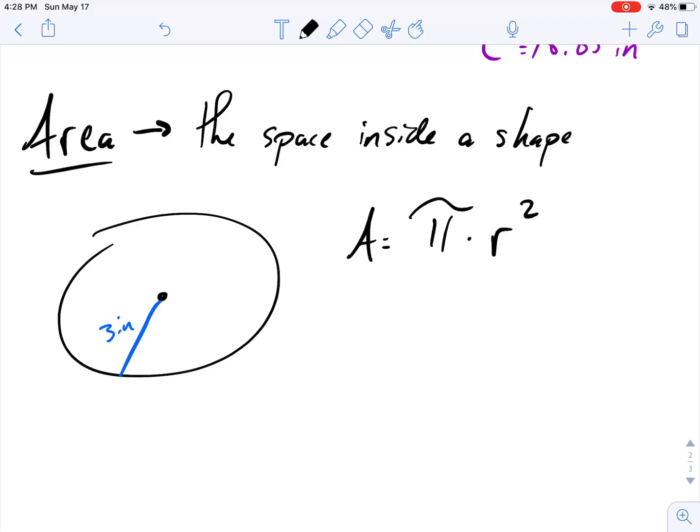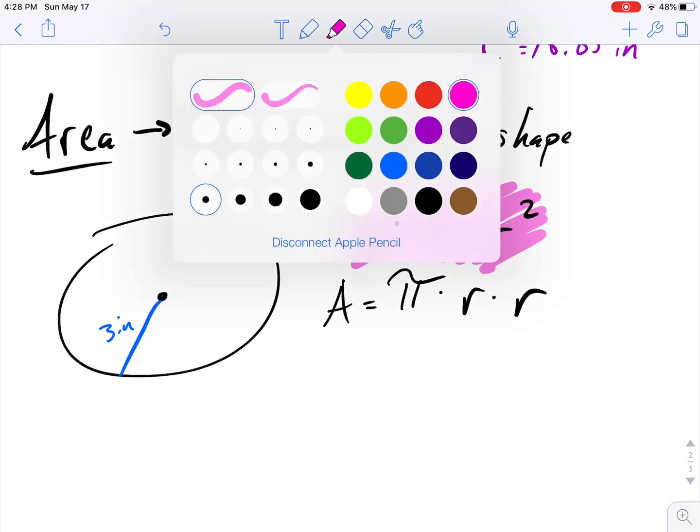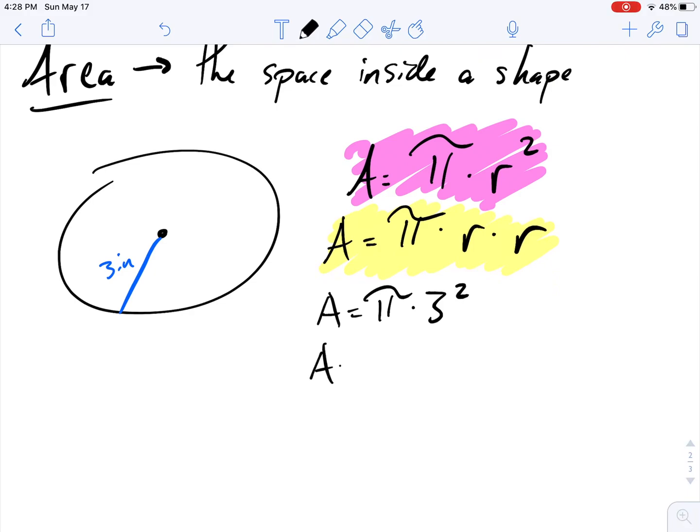Now that floating 2, we say it's squared, but it's not radius times 2, it's pi times the radius times the radius. Okay? Now this is the formula, and you need to remember this. It's also extra important to know that squared does not mean times 2, it means something times itself. So for this one, area equals pi times 3 squared. So that means not pi times 3 times 2, it's pi times 3 times 3.